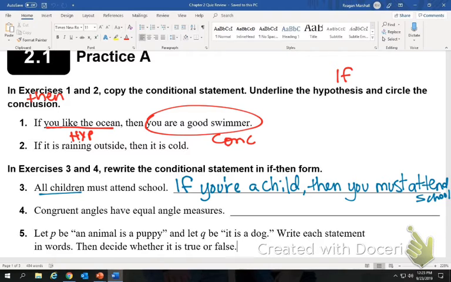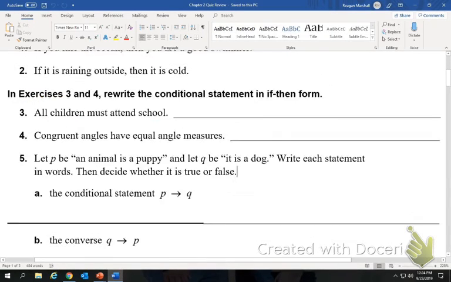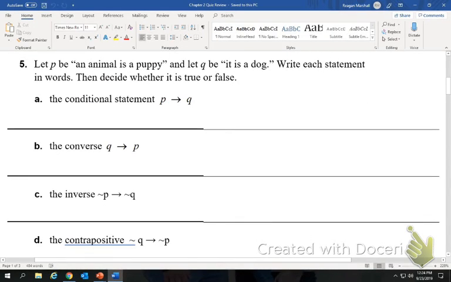All right, then we're going to move on to number 5. Number 5, you're going to be writing the conditional, converse, inverse, contrapositive. These are each separate questions on the quiz. So they're 5 points apiece. So we're going to review them. Let P be an animal is a puppy, and let Q be it is a dog. Write each statement in words, then decide whether it is true or false.